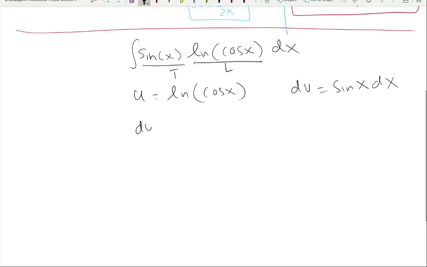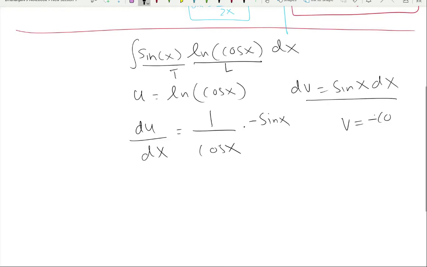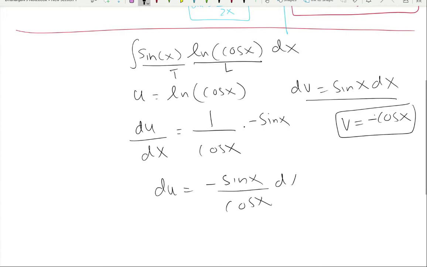So du over dx, the derivative of u, is 1 over cosine x. That's by differentiating natural log. Now by chain rule, the derivative of cosine x is negative sin x. Again, we have to use the chain rule here. So v will be, if you integrate sin x, you get negative cosine x. Okay, be careful with that. So here du is, if you take dx to the other side, negative sin x over cosine x dx.